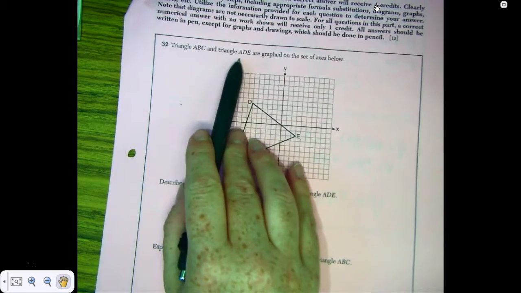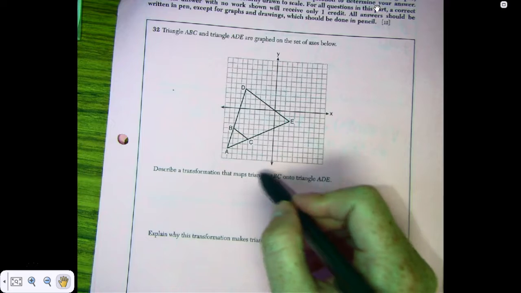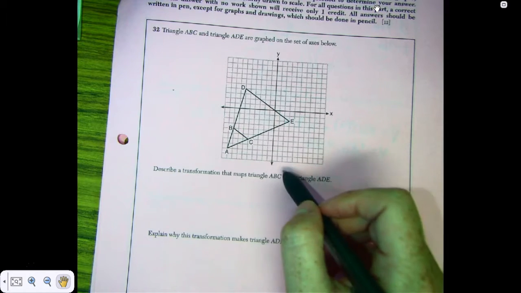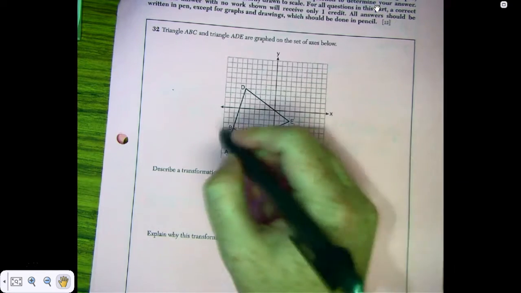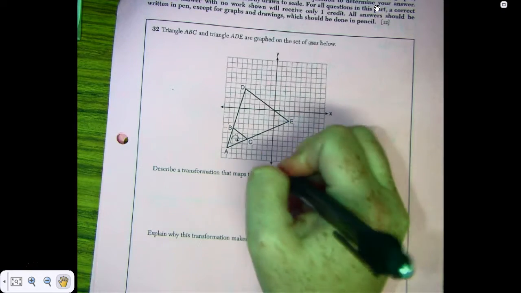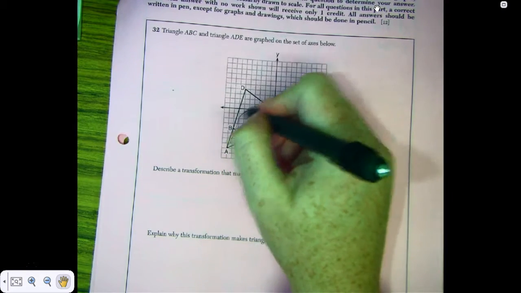All right, this guy here, triangle ABC and ADE are graphed on the set of axes below. Determine and state the transformation that maps ABC onto ADE. Now, I'm just going to check A to B to C. That's clockwise. And A to D to E, that's also clockwise. All right, so it only looks like a dilation occurred.